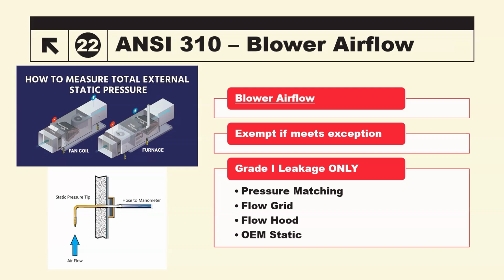So for grade 1, you're allowed to measure airflow by pressure matching, which is where you use a duct tester and you match the system's fan pressure, and you get a fan flow rate. And then you can use the flow grid. We'll see a picture of that on the next slide. Or you use a flow hood, or you can use the OEM static tables, where you just take static pressure readings and then you look at the static pressure tables from the manufacturer, and you're able to discern the airflow from that system as well.